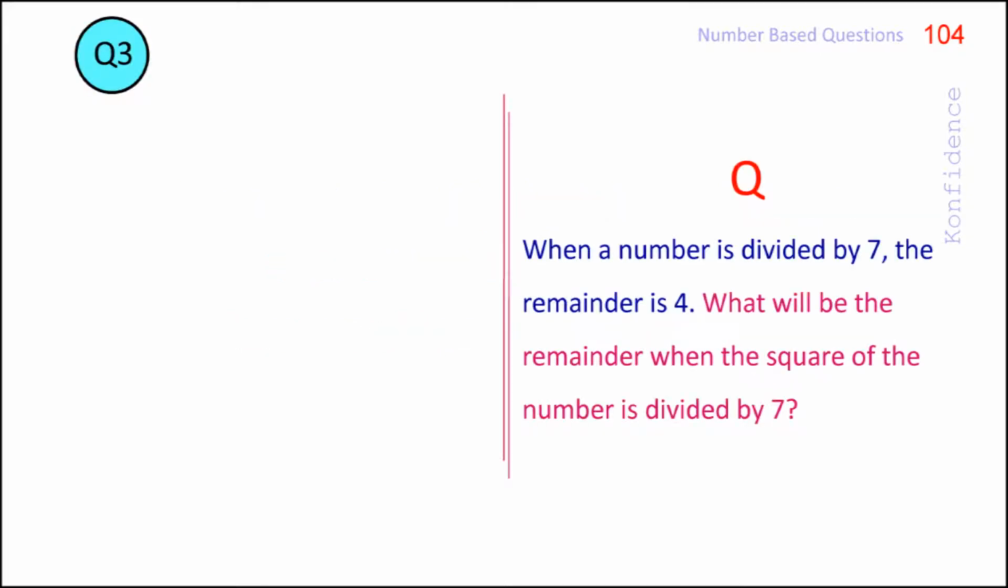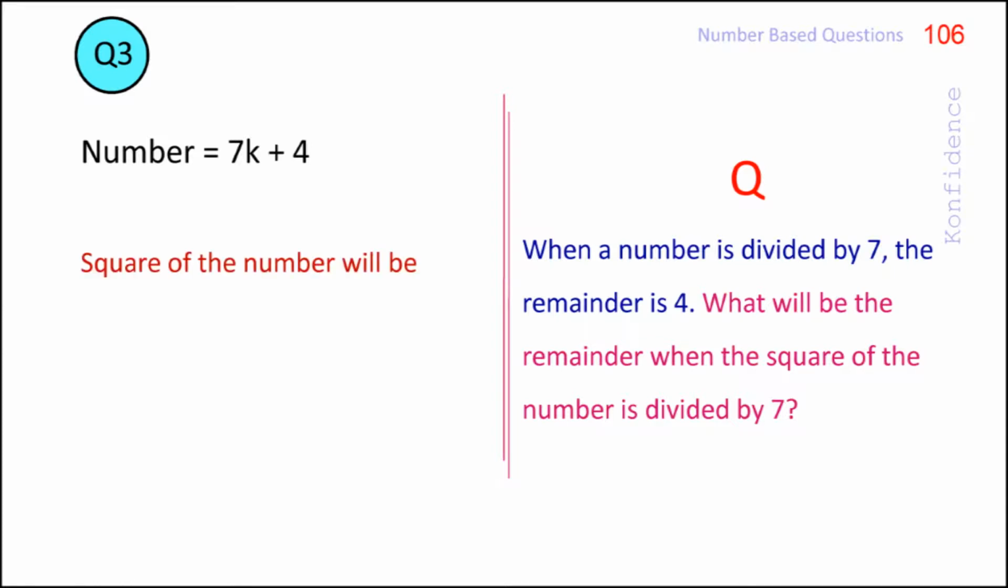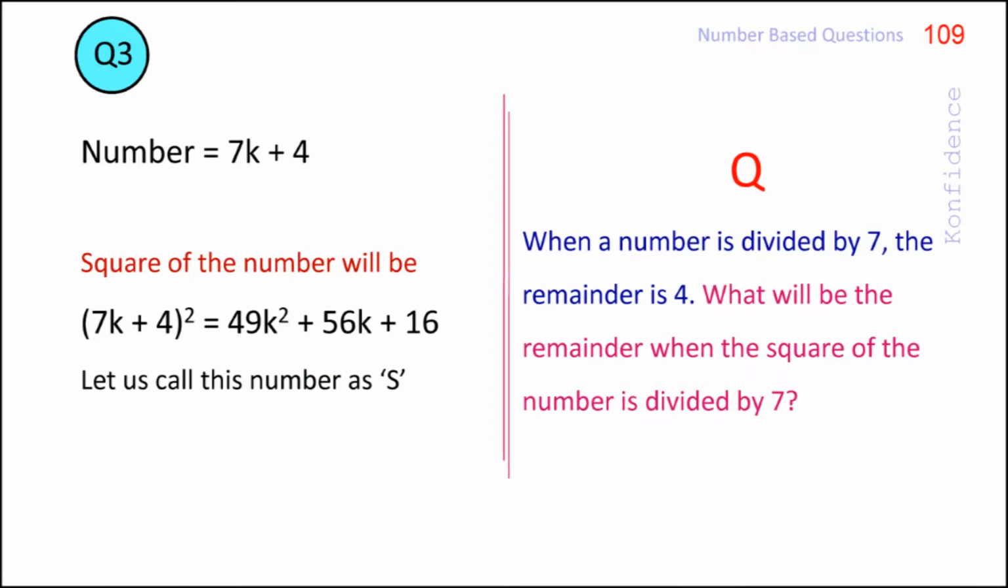Let us call the number n. This number, when divided by 7, gave the remainder 4. Then, as we had seen earlier, we can express n as 7k plus 4. That is, a multiple of 7 plus 4. Square of the number would be (7k plus 4) whole square, which is 49k square plus 56k plus 16. We are asked to find the remainder when this number is divided by 7.